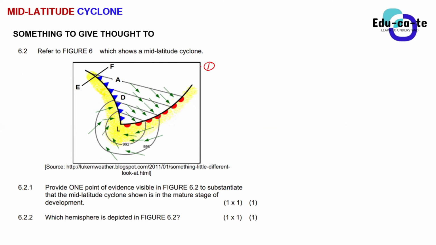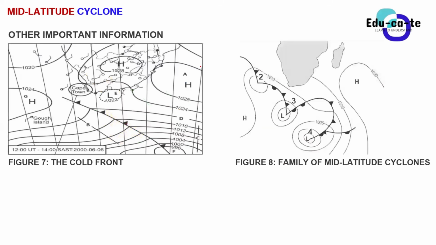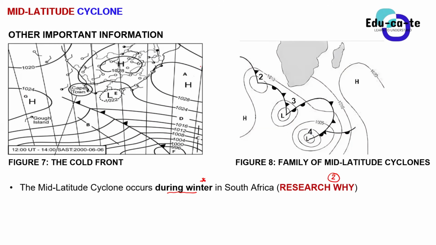You come back and answer it. Don't worry, I will send the document as always. Homework number 2. You will research why the mid-latitude cyclone affects South Africa during winter only. Why doesn't it come during summer? What actually makes it affect South Africa during winter? Research that as the second homework. And you'll be given 5 marks for that research.